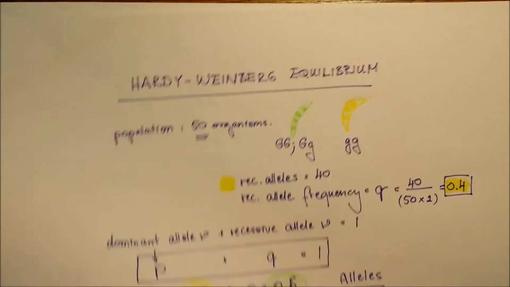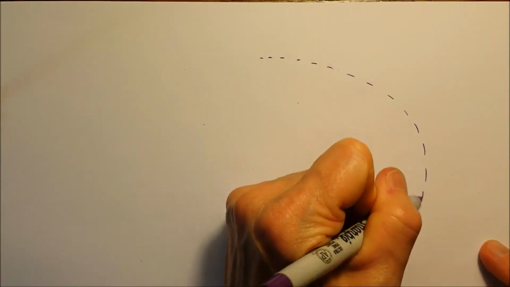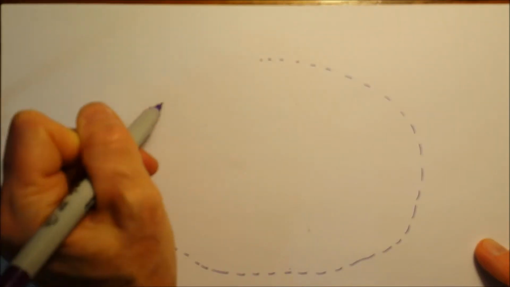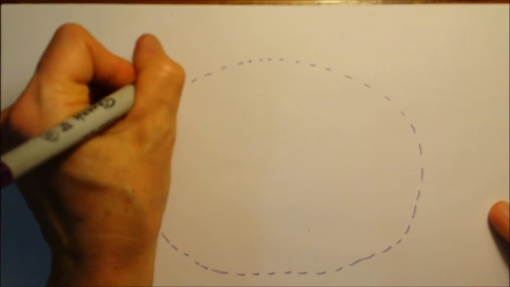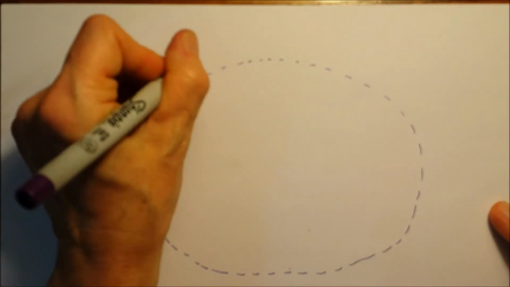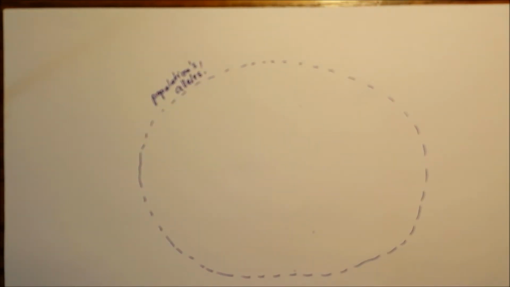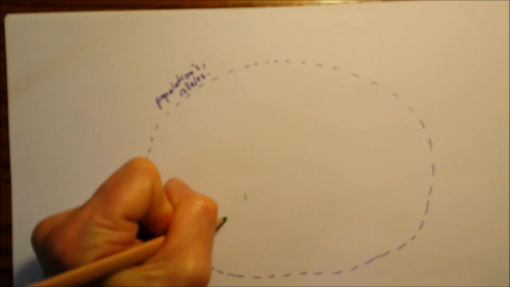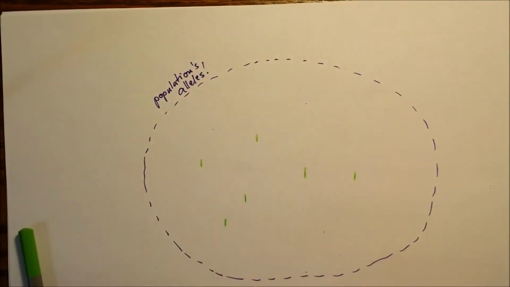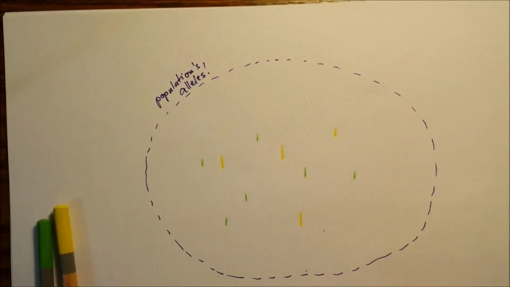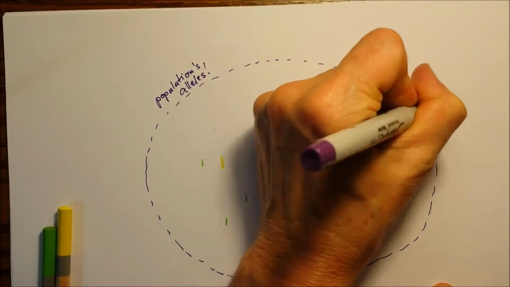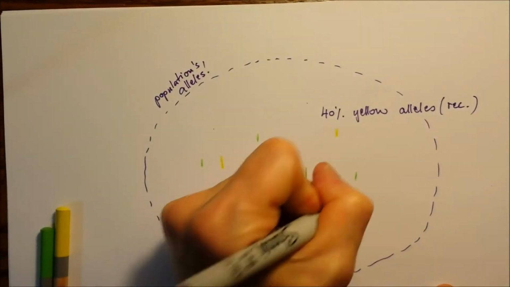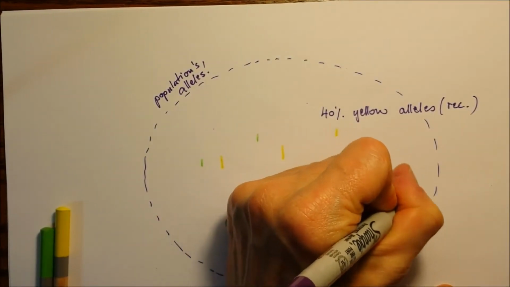Now, let's draw the population's alleles. The alleles are altogether 100 alleles, and one line will represent 10 alleles. We have 6 green lines and 4 yellow lines representing the alleles in that population: 40% yellow alleles, recessive, and 60% green alleles.